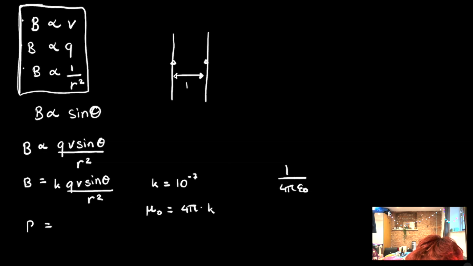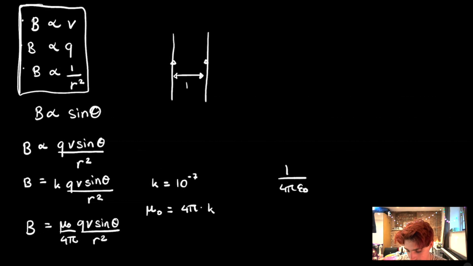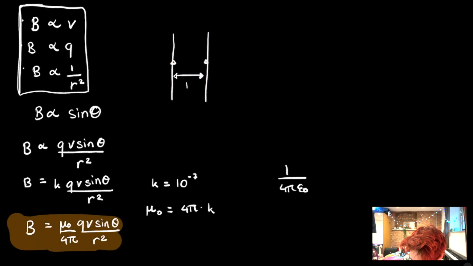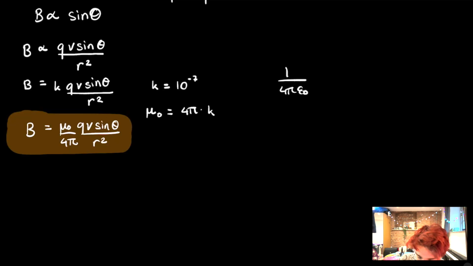So we say that B is equal to mu naught over 4 pi times QV sine theta divided by r squared. This is our empirical equation for how strong the magnetic field is if you're an observer watching an electric charged particle moving at velocity v right here. But at this level, B is no longer really a scalar quantity, because a magnetic field, like any vector field, has both a magnitude and a direction. It is a vector quantity because it tells a certain particle to move in a certain direction.